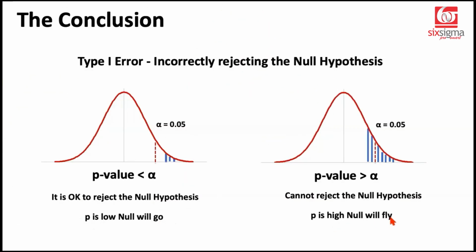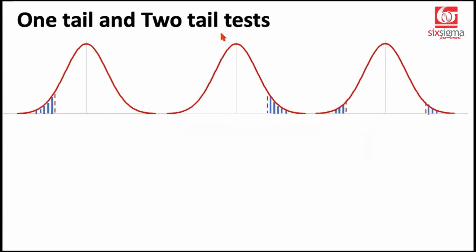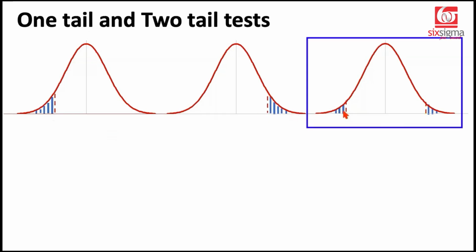This is just a shortcut to remember this entire piece. Now let's move to the idea of one-tailed and two-tailed tests. So there are two types of one-tailed tests. First is a left-tailed test. Opposite is the right-tailed test. And the third possibility is that you equally divide alpha and allocate it to both the tails.